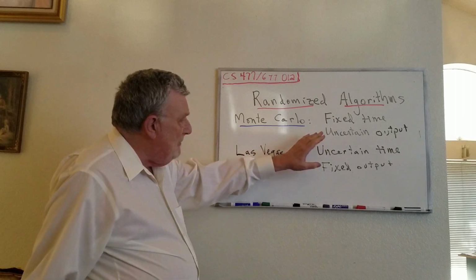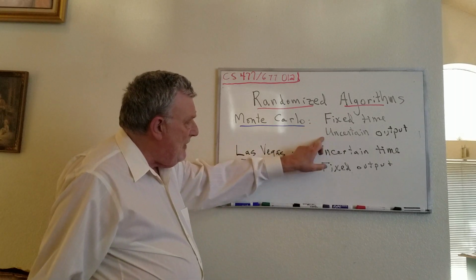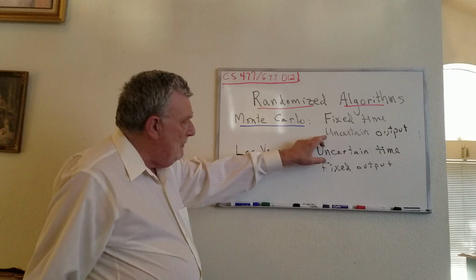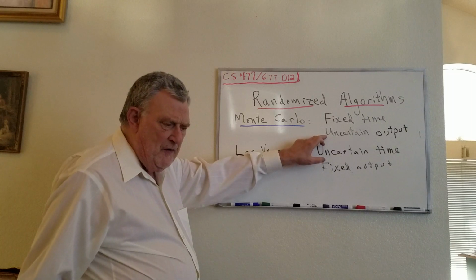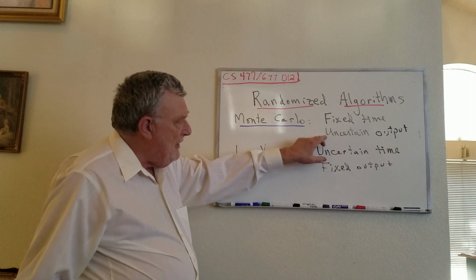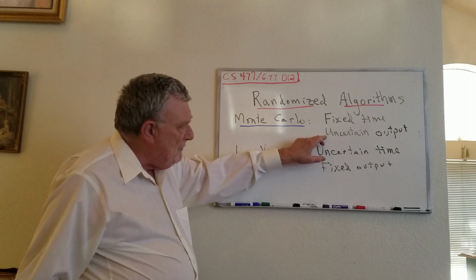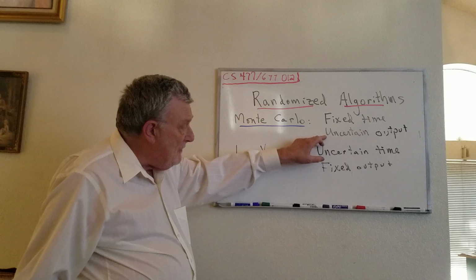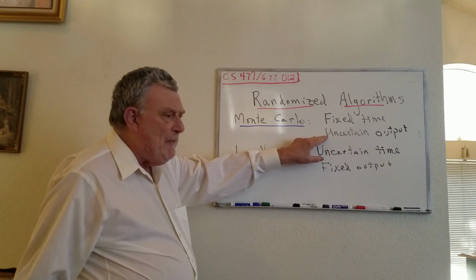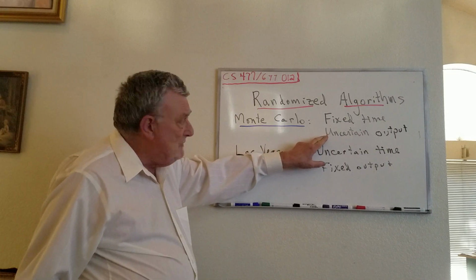Now Monte Carlo algorithms take a fixed amount of time, but they usually give only an approximate answer, and the answer is, on the average, fairly close, at least if you do it right, fairly close to the correct answer, but there's always a small probability that it's far off.